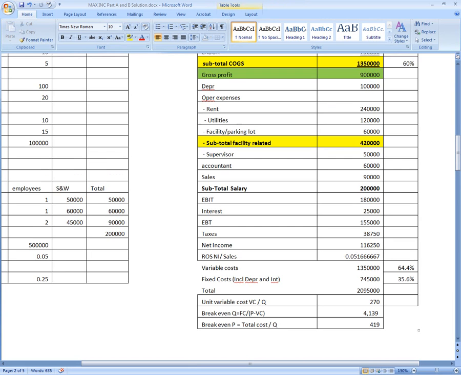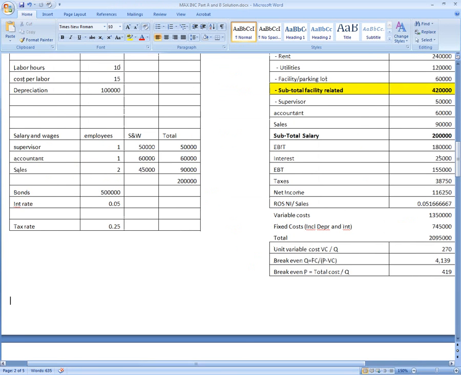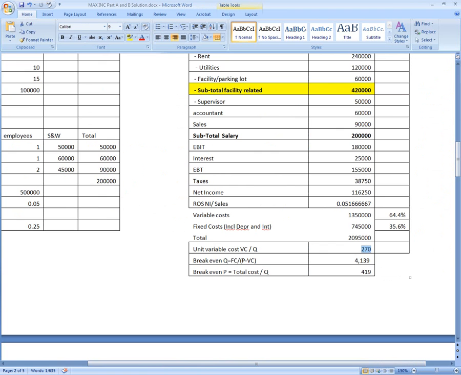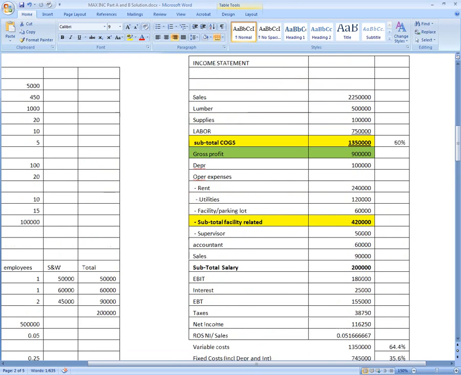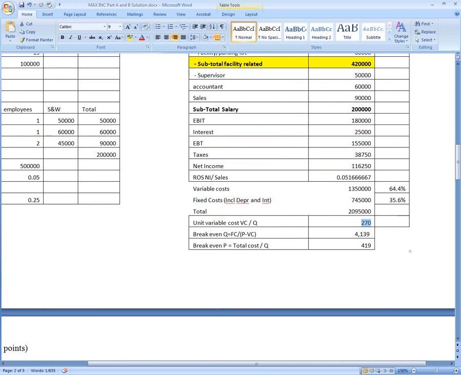Okay. Now, to do the break-even calculation, the formula, as we had talked about in the earlier presentations, is that the break-even quantity is our fixed cost divided by the difference between the price per piece and the variable cost per piece, and that's how you do it. Now, the variable cost per piece is obviously $270. How do we get that? We take our total variable cost, which is 135, divided by the total quantity, which was 5,000. So our average variable cost is 270.